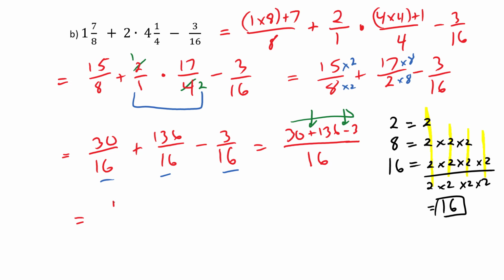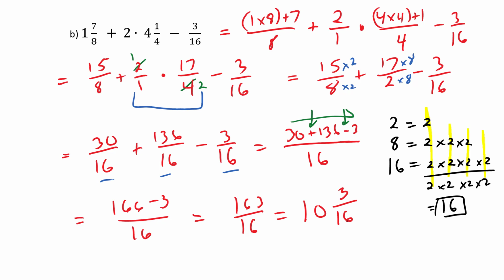30 plus 136, 166, minus 3 over 16 equals 163 over 16. How many times does 16 go into 163? Well, hopefully you can do this without doing all the long division. 10 times 16 is 160. So this is going to be 10 and 3 over 16. Can I simplify that down?